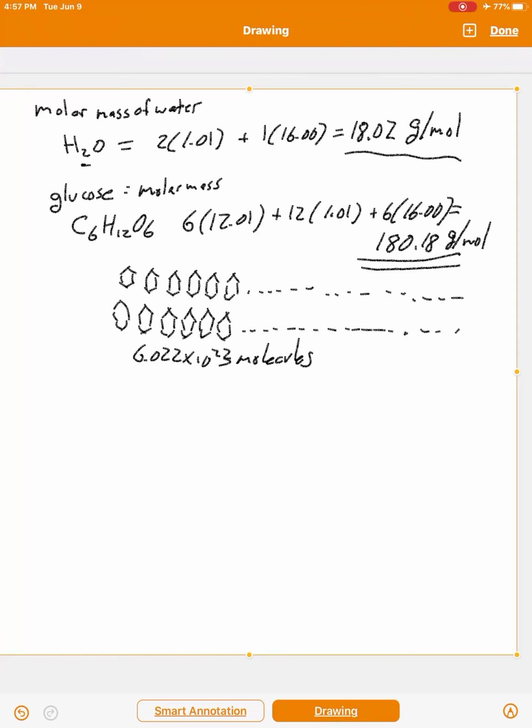So that's how much it would weigh. Which, by the way, isn't that much. That's only about 10 milliliters of water, a tiny amount, okay? So that's the molar mass.